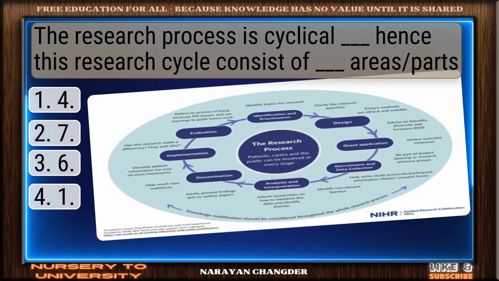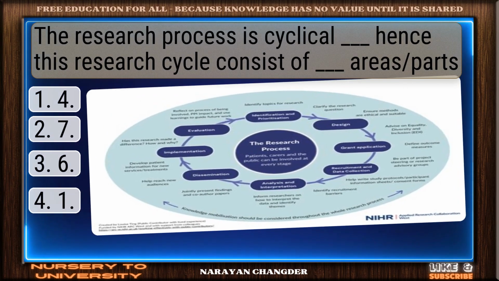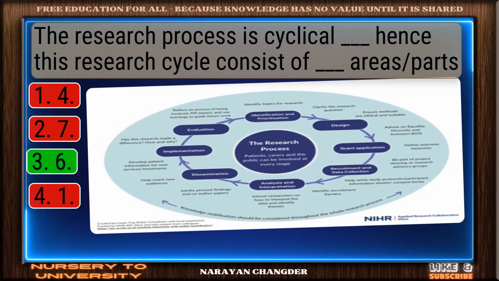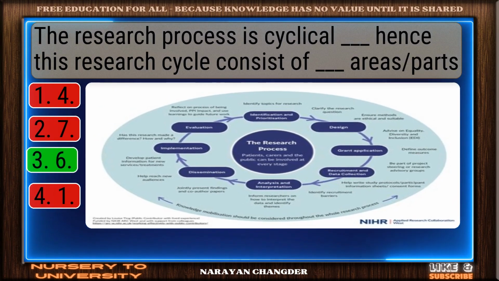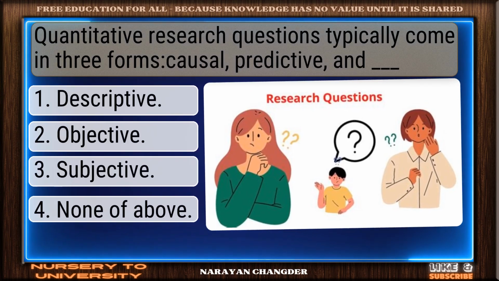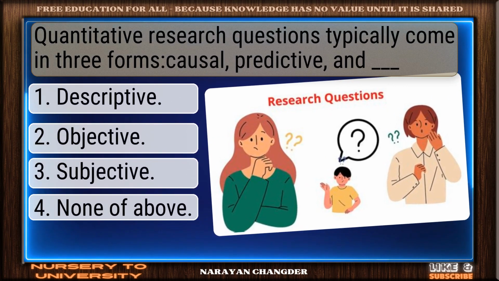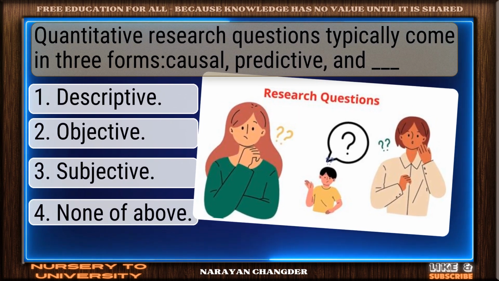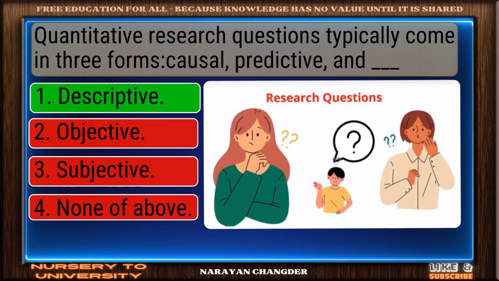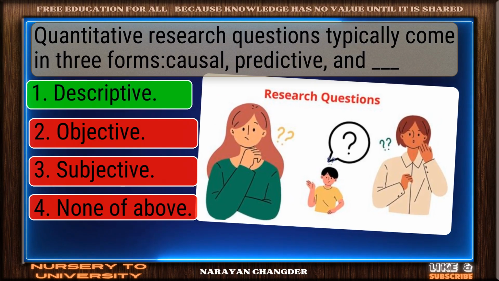The research process is cyclical. Hence, this research cycle consists of six areas or parts. Exactly. Six makes sense, and it is the right choice. Quantitative research questions typically come in three forms: causal, predictive, and descriptive. Well reasoned. Descriptive is the correct choice.